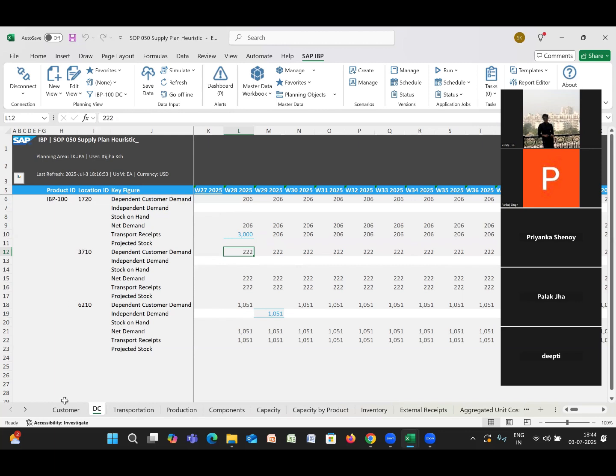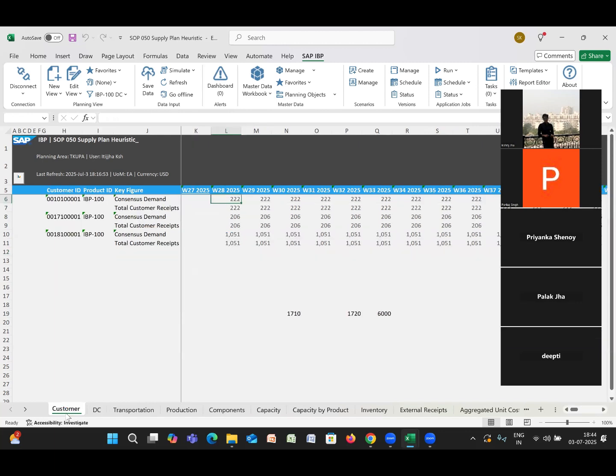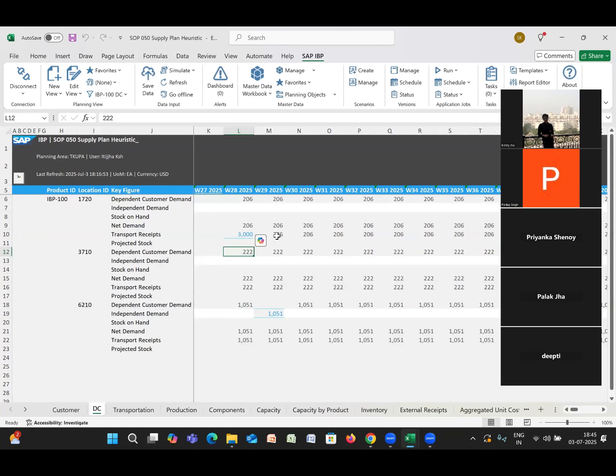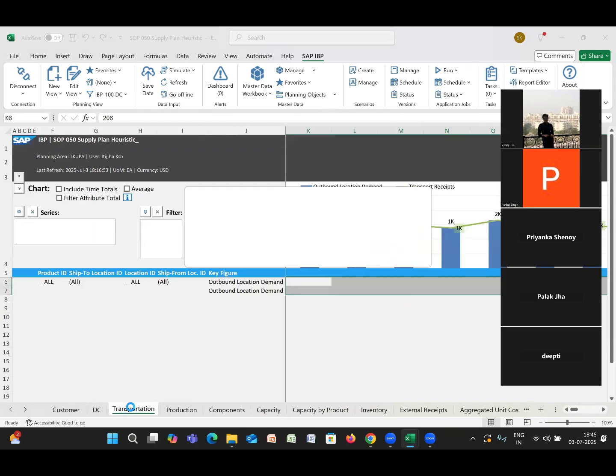Okay. So we understood customer, we understood DC. Now this DC is getting this number 206 as the receipt, so it must be resulting in demand somewhere. That somewhere is nothing but your production plant. So in the next tab, we will look at the situation at the plant.